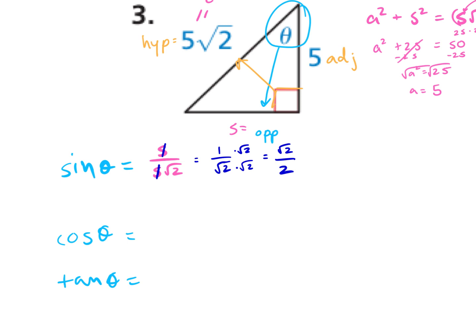So cosine would be what over what? Same thing as sine. So it'd be 5 over 5 square root 2. Because this would be adjacent over hypotenuse. The 5's cancel. So I get 1 over square root 2. And when we rationalize, what do we get? Same thing. Square root 2 over 2. And then let's find tangent. Tangent is what over what? Opposite over adjacent, so 5 over 5. And what does 5 over 5 simplify to? 1.